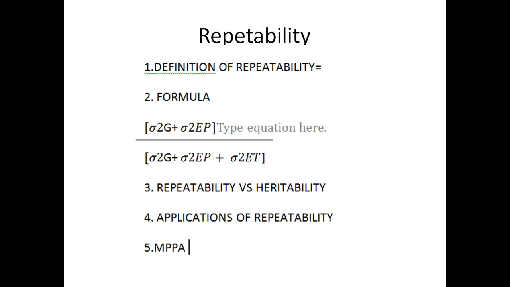Now let me tell you all this, most probable, what am I telling? So maybe the lecture is so long that my mind is diverted. Most probable producing ability, the repeatability of a trait is used to predict this most probable producing ability, which is the future performance of an animal in the herd during his or her lifetime. This is actually the expected producing ability. So we also calculate MPPA on the basis of repeatability. So these are the applications of repeatability, which includes most probable producing ability.